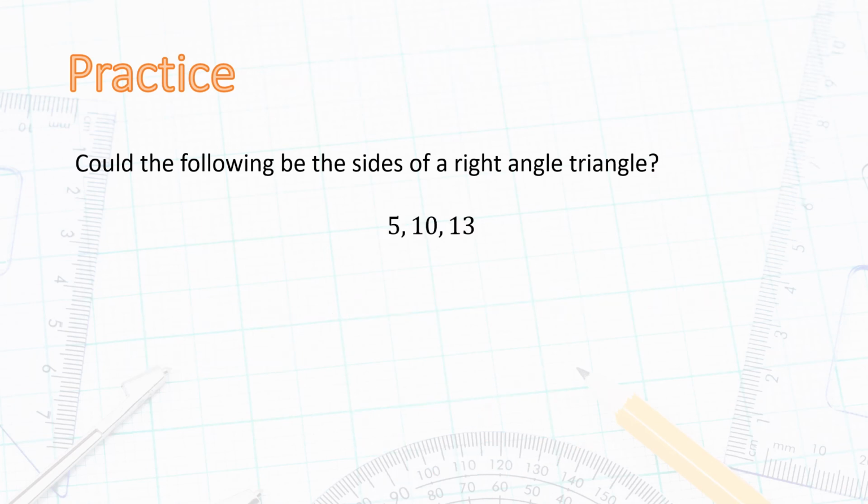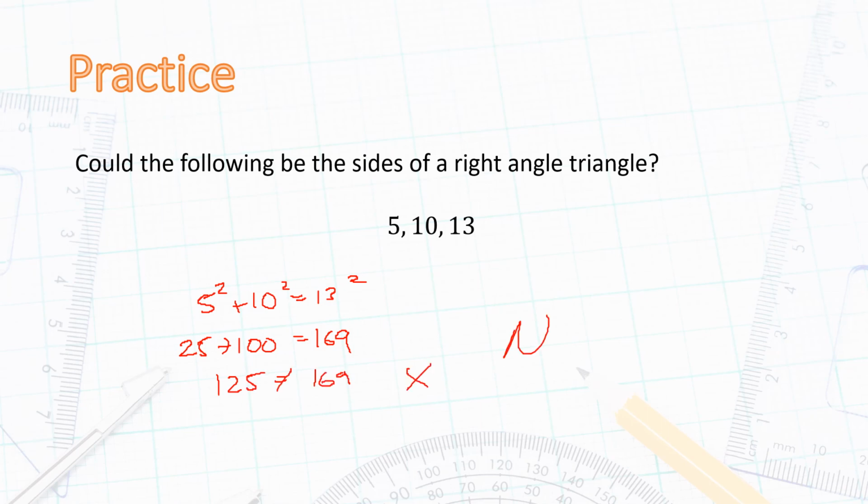For this one, 5, 10, and 13. So you've got 5 squared plus 10 squared equals 13 squared. 25 plus 100 equals 169. 125 equals 169 is not a true statement, therefore this is a no.